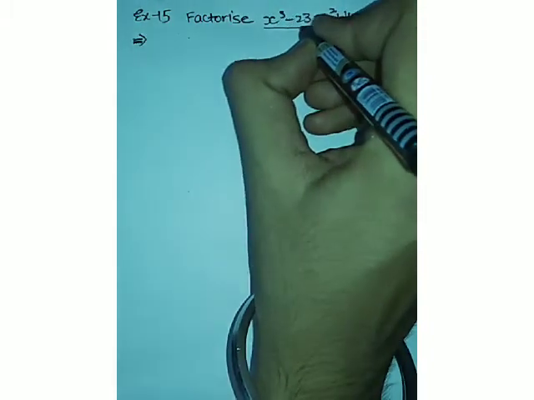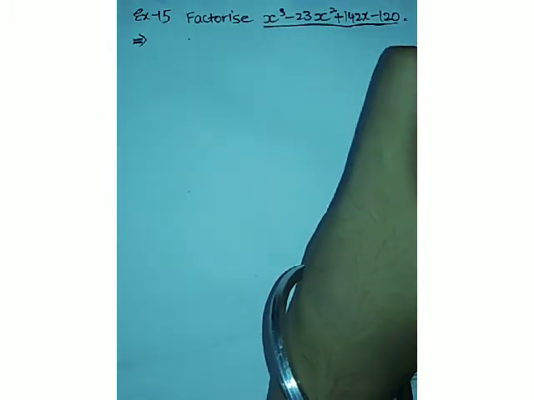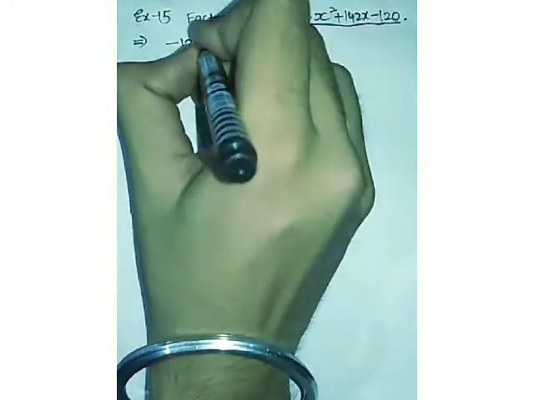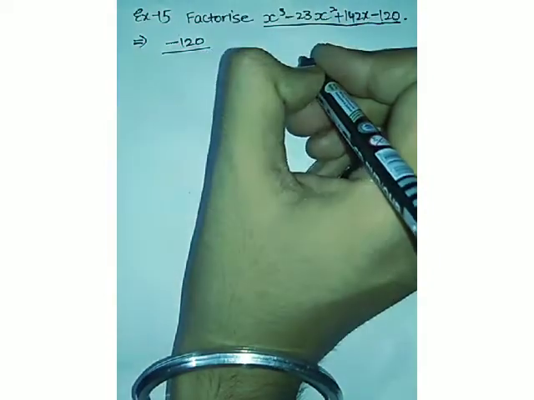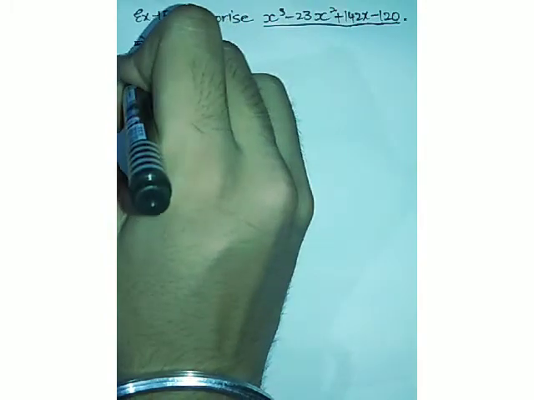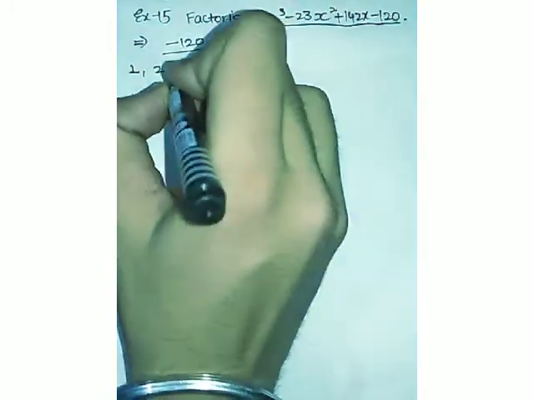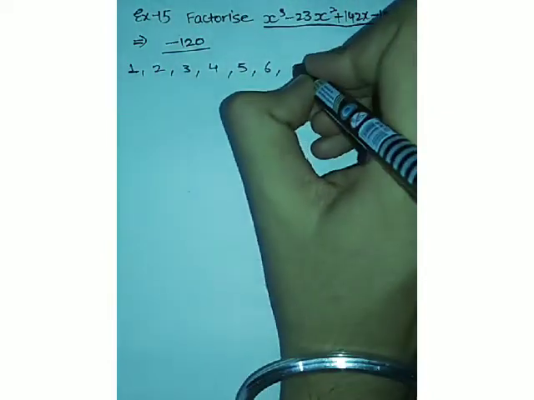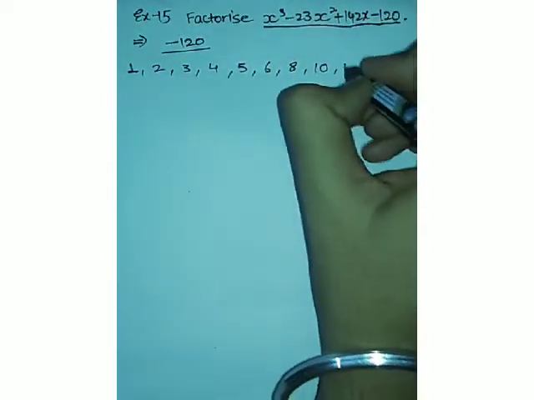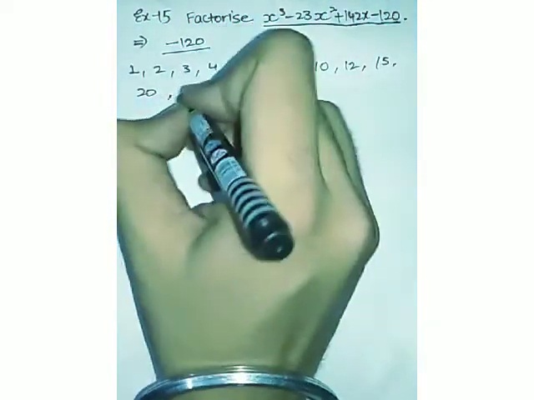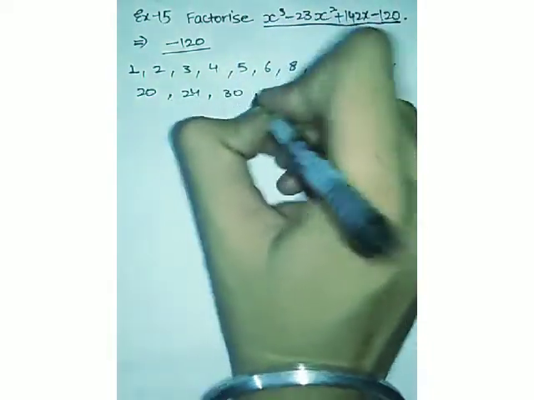Firstly, we know that our given polynomial is p of x, right? Now you have to look at the constant term. Now what is the constant term? That is minus 120, right? Now search for all of the factors of minus 120. Now factors can be 1, 2, 3, 4, 5, 6, 8, 10, 12, 15, then 20, then 24, then 30, then 60.